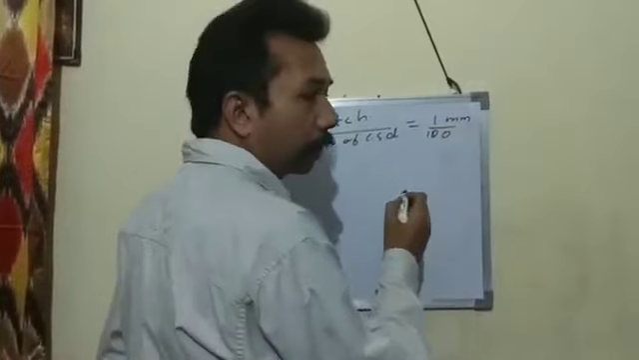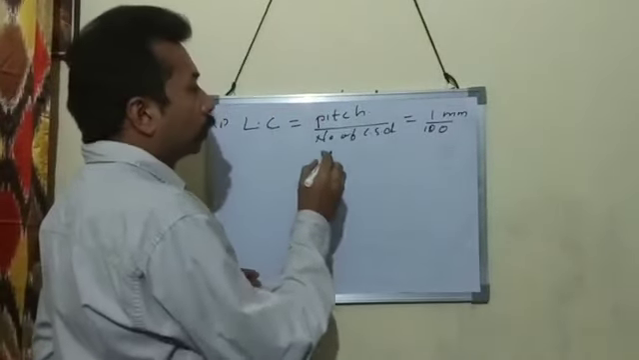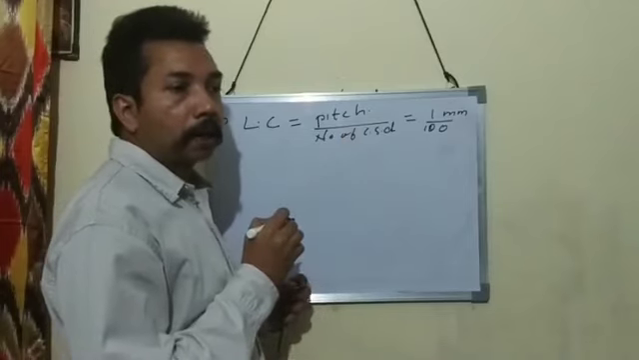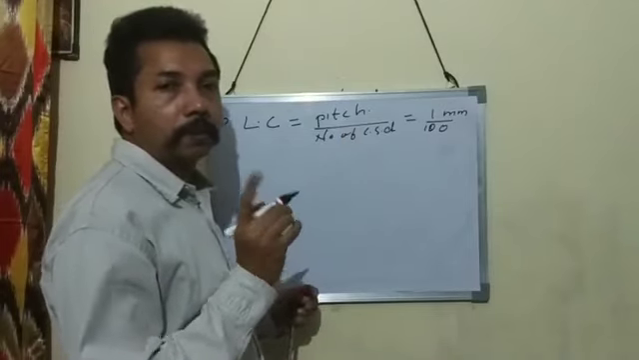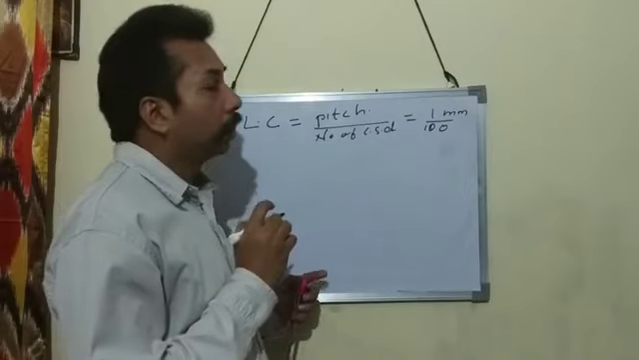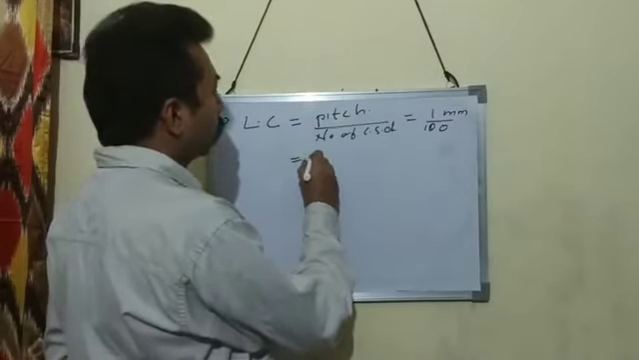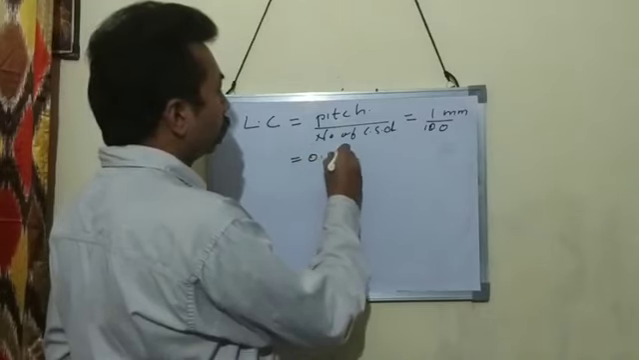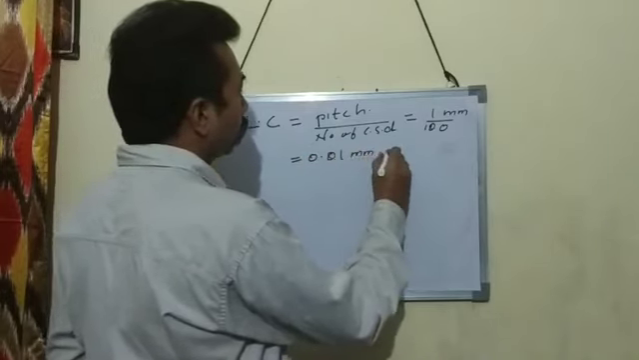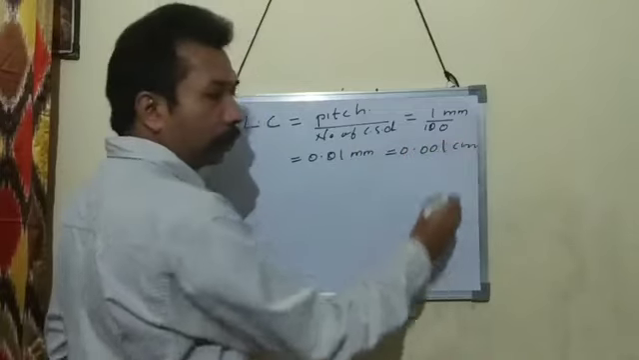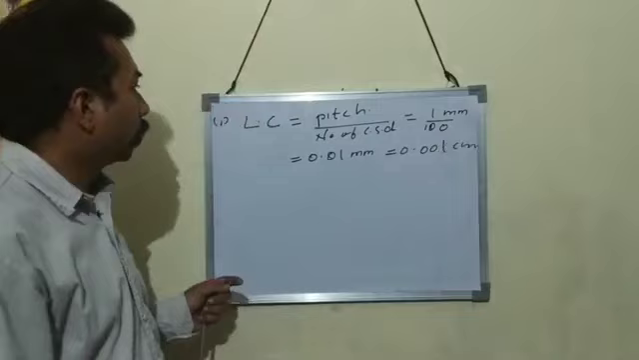1 upon 100. Thimble is another name for the circular scale. It is given that there are 100 divisions on the thimble. So 1 upon 100 is equal to 0.01 millimeter, or 0.001 centimeter. This is the least count.